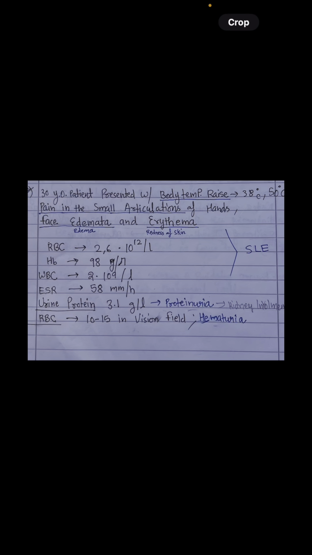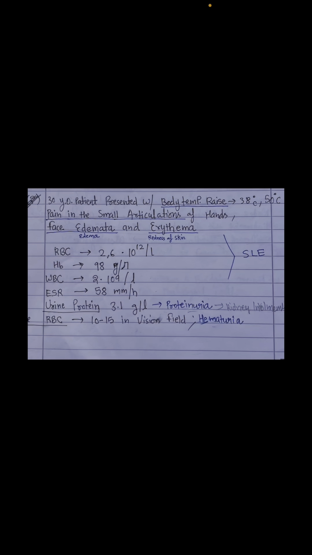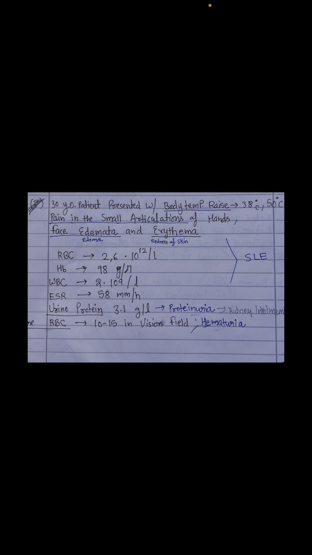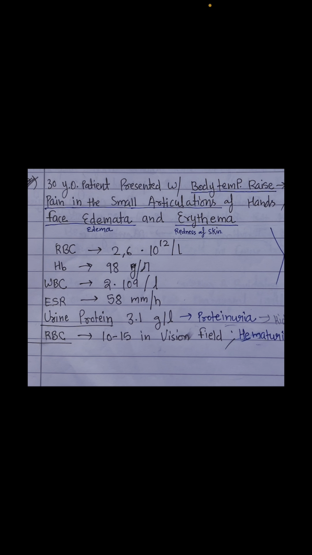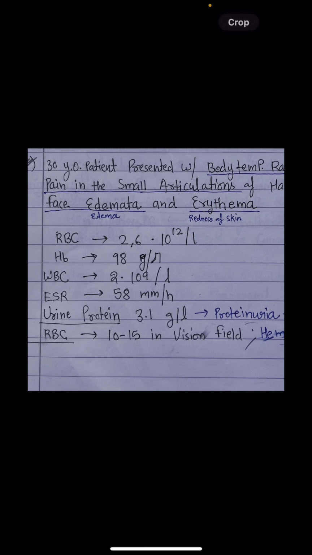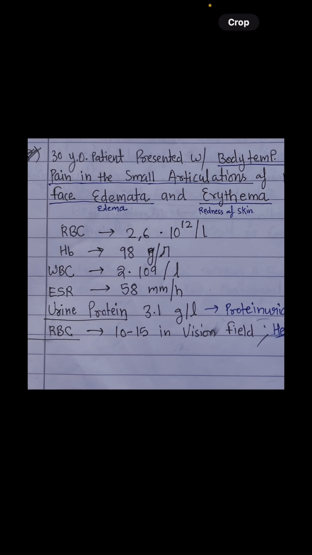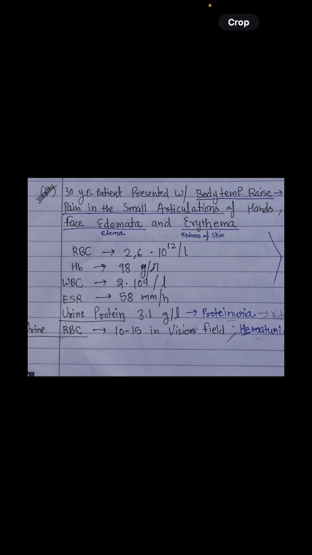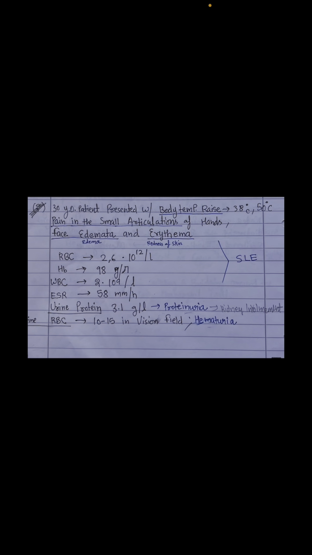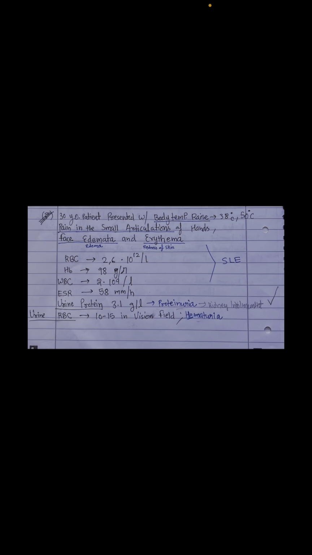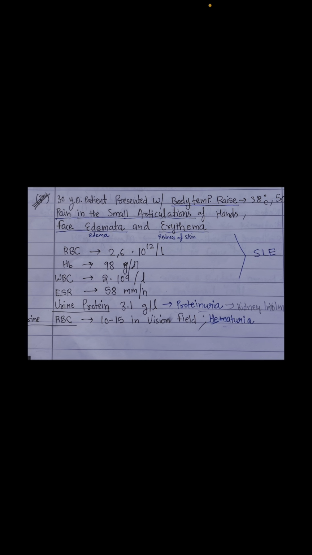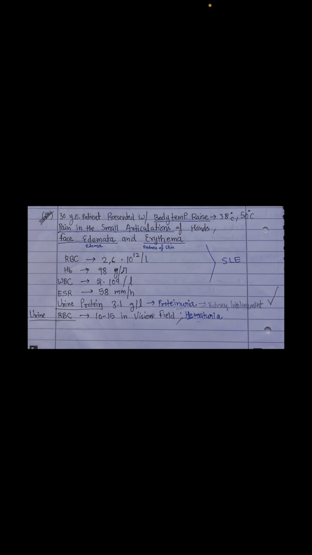The next patient is 30 years old, presents with body temperature, small articulations of the hand, face erythema, edemata and erythema, as I have explained. RBCs are low, hemoglobin is low, WBCs are severely low, ESR is elevated, urine proteins are significant to say glomerulonephritis. So RBCs are also there, severe hematuria. So the question states a lot of systems are affected. So remember, when a lot of systems are affected together, remember to mark SLE.